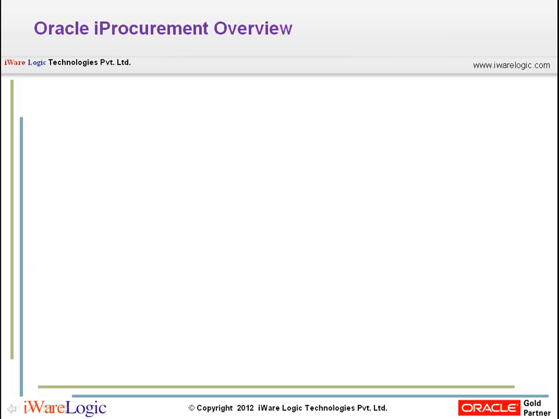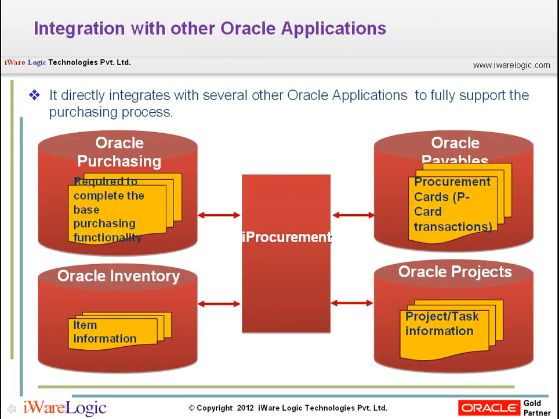Let us see the overview of Oracle iProcurement. As Oracle is integrated software, iProcurement is also integrated with various Oracle applications to fully support the purchasing process in the organization. Oracle Purchasing will supply the data related to purchase functionality. Oracle Inventory will supply the data related to the item. Payables will give the data related to procurement cards or P-card transactions. Oracle Projects will supply the data related to projects and task information, and iProcurement at the same time will update the data to the related modules.